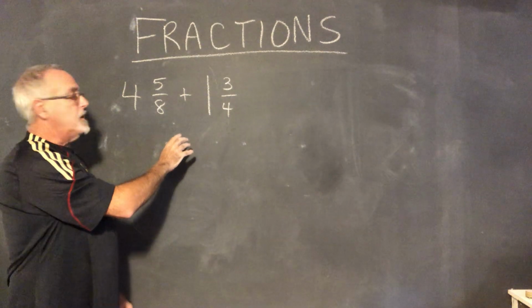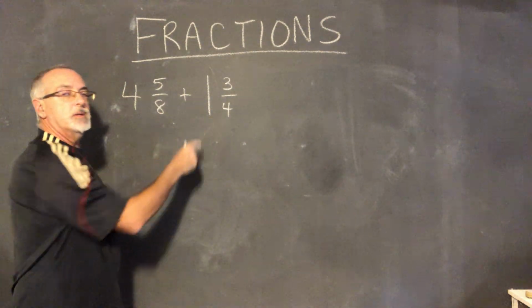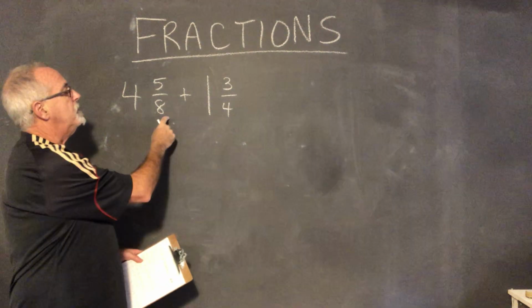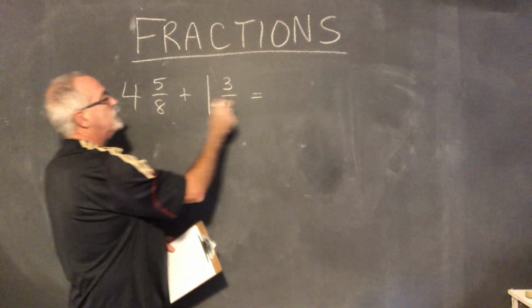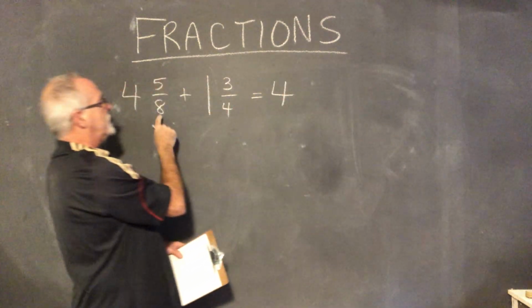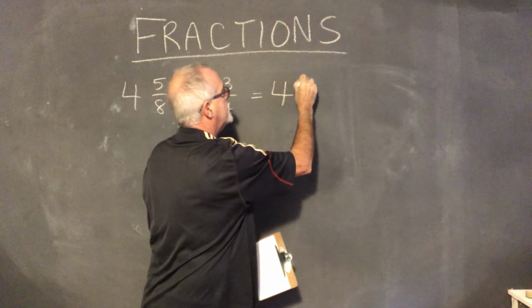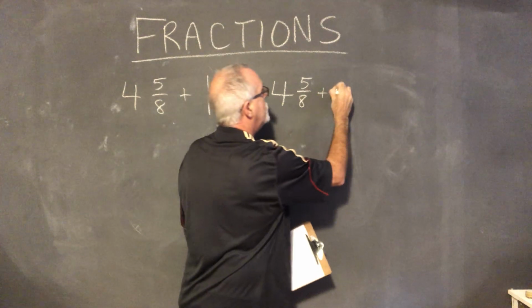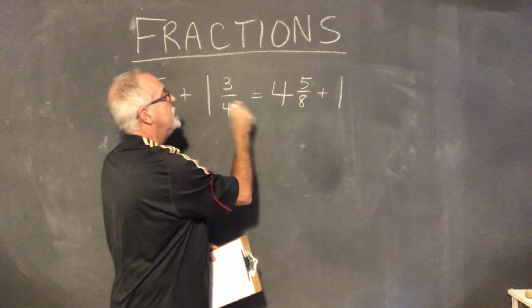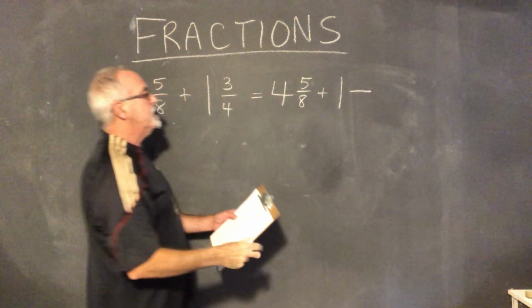The lowest common denominator for this 8 and this 4 is going to be 8. The lowest common multiple of 8 and 4 is 8. So I'm going to convert this. The 4 will stay the same. This is already over 8, so the first fraction will stay the same. 4 and 5/8 doesn't change. The second one, the 1 stays the same, but the 3/4 has to be expanded, so it's over an 8.